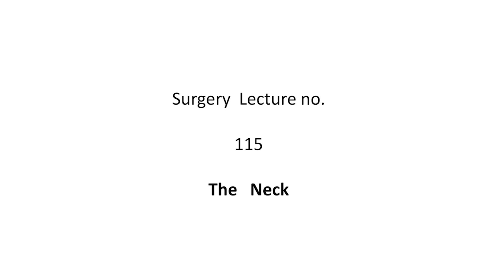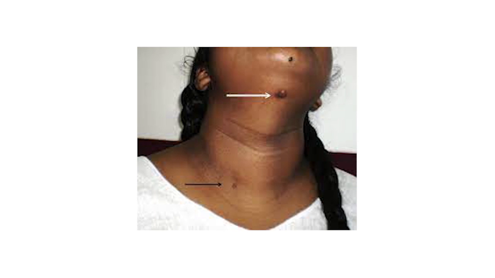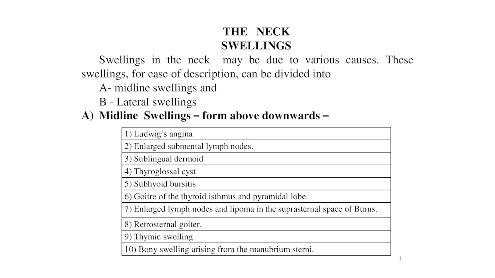Welcome, my dear students, to my surgery lecture number 115, that is the neck. In this lecture, we will explore the swelling in the neck region, midline and lateral swellings, acute and chronic swellings, branchial cyst, branchial fistula, and congenital branchial fistula. All these points are covered in this lecture. Let's start with the neck, the swelling in the neck.